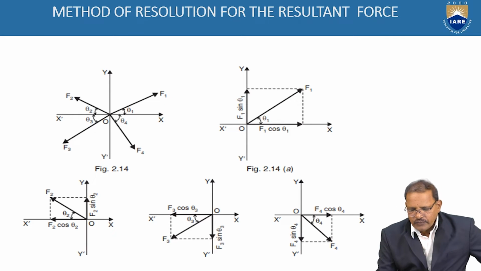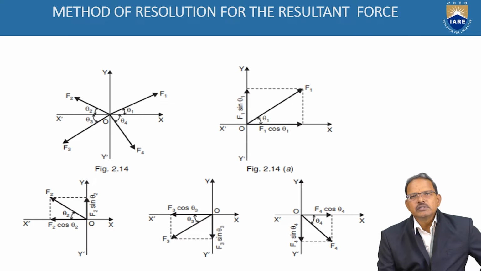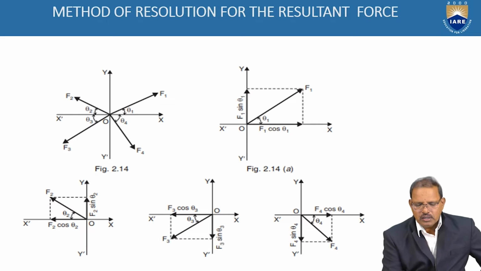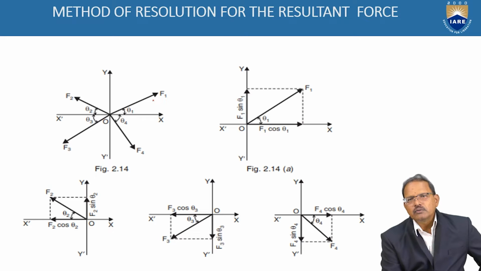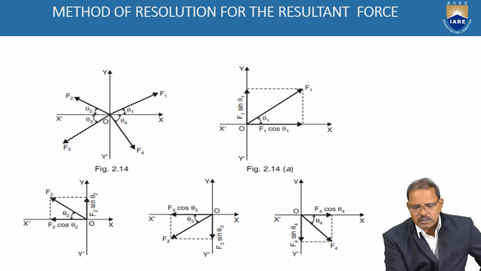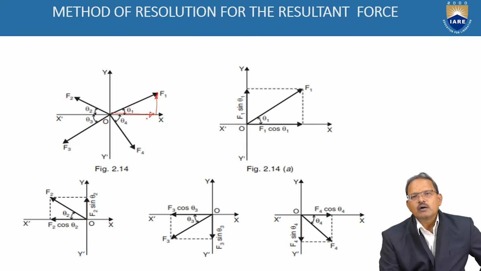Now, in order to find the resultant of these forces, first resolve the forces into components, preferably along the x direction and y direction. If I take F1, it is making an angle of theta 1 in figure 2.14. When it is resolved into two components, one is along the x direction, and the other along the y direction. This is the way of resolving the force into two components.